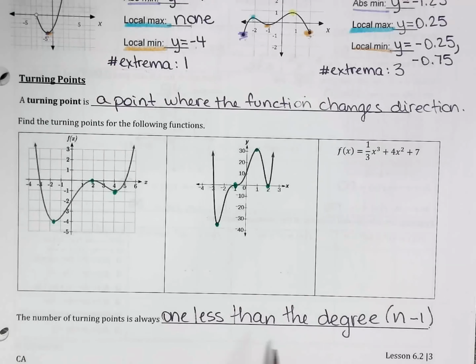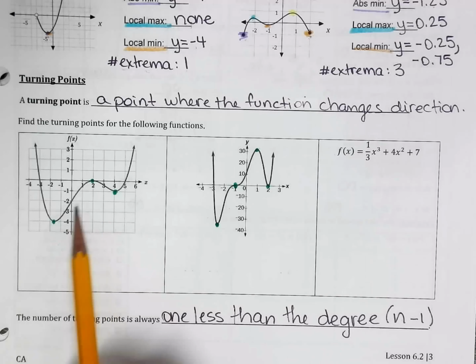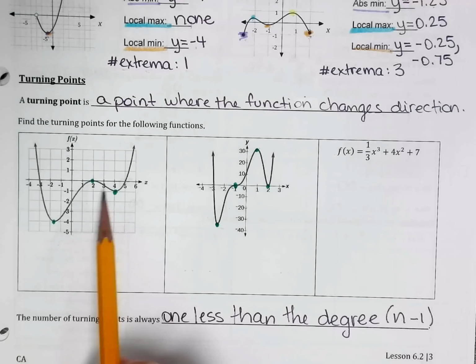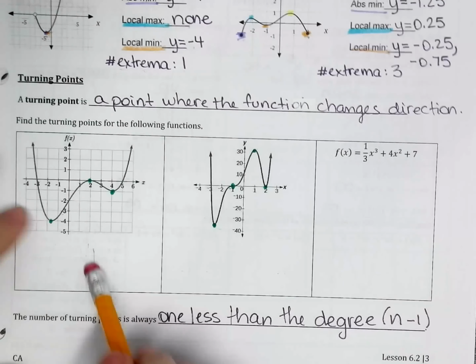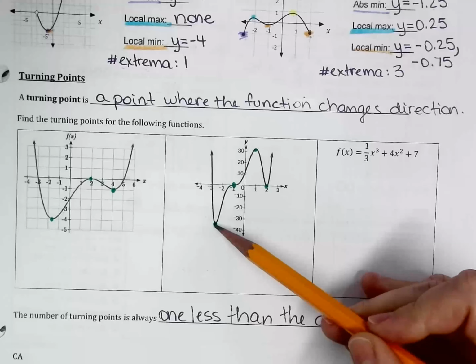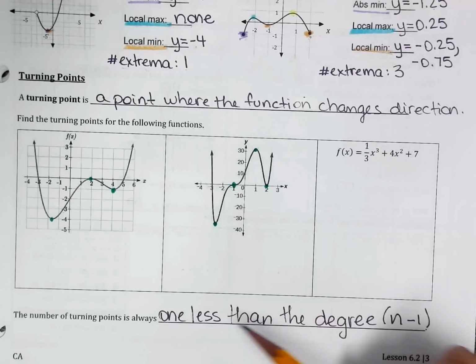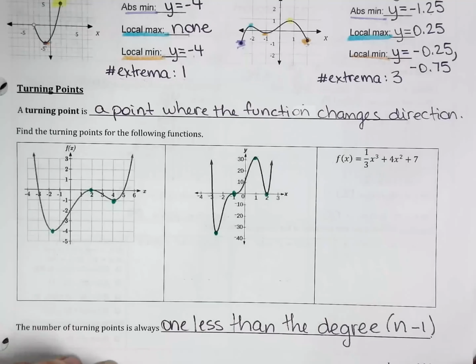I mentioned earlier that the number of turning points, or number of extrema, actually relates to the degree of the function. So the number of turning points is always 1 less than the degree. So whatever the degree is, you take away 1. Example, this one we have 3 turning points, so that means the degree of this one would be 4th degree. This one, 1, 2, 3, 4, and this one will be 2. But we will get into the details a little bit further into this video.